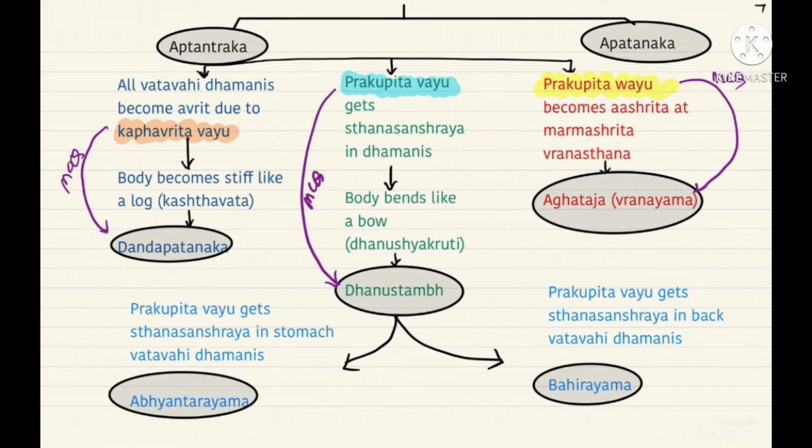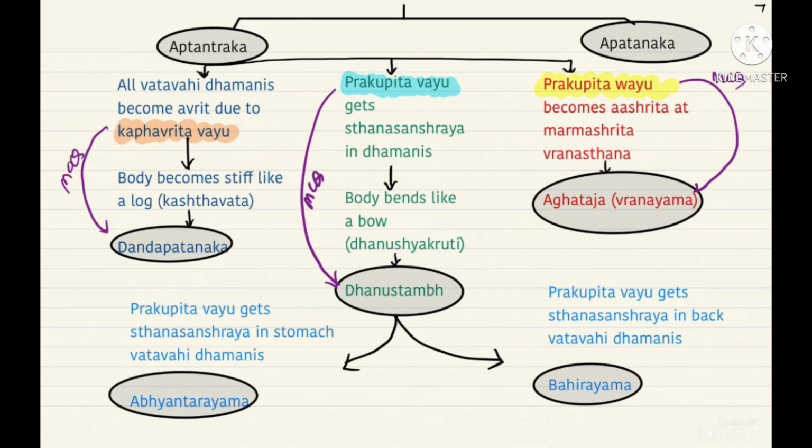Now the third instance that occurs in Apatantrak is that the Prakupit Vayu becomes Ashrit at the Marmashrit Vranasthan. That means if there is any Vrana or injury at the Marmasthan, and if the Prakupit Vayu becomes Ashrit there, then it results in Aghataj or the Vranayam type.